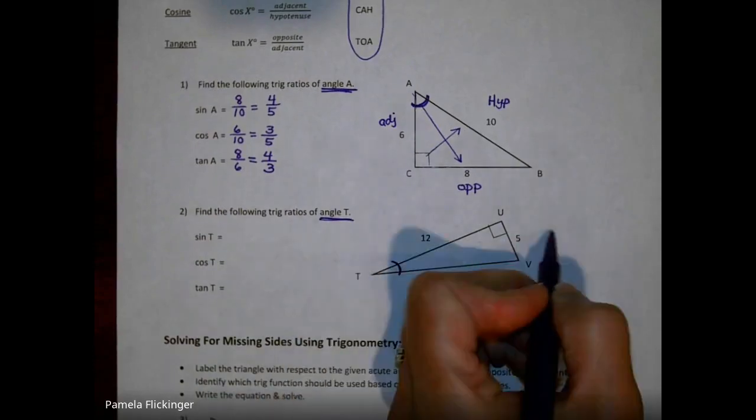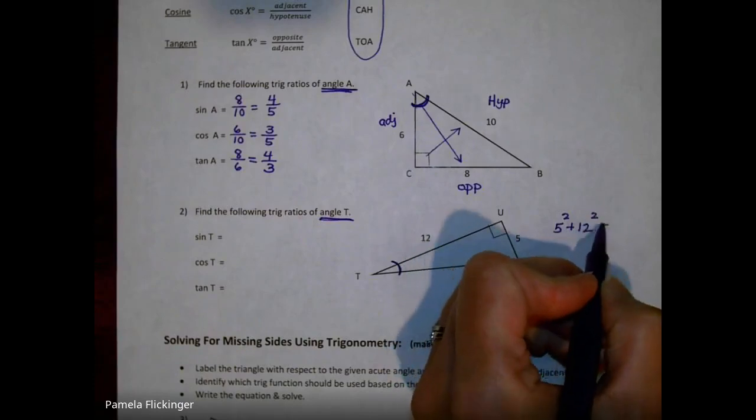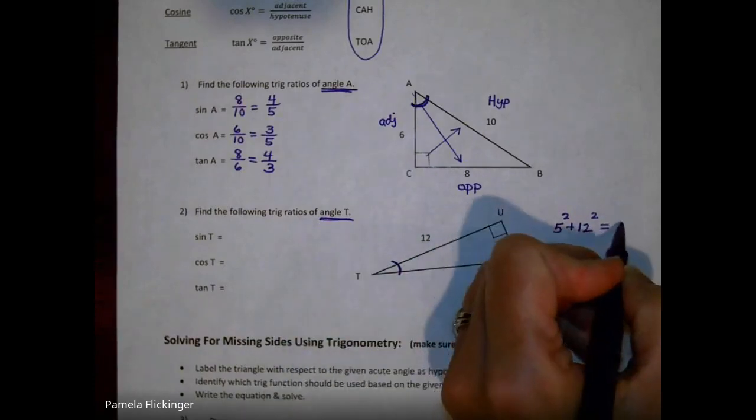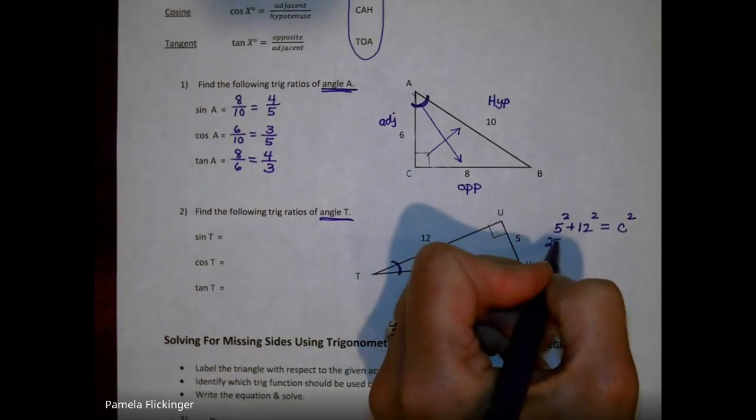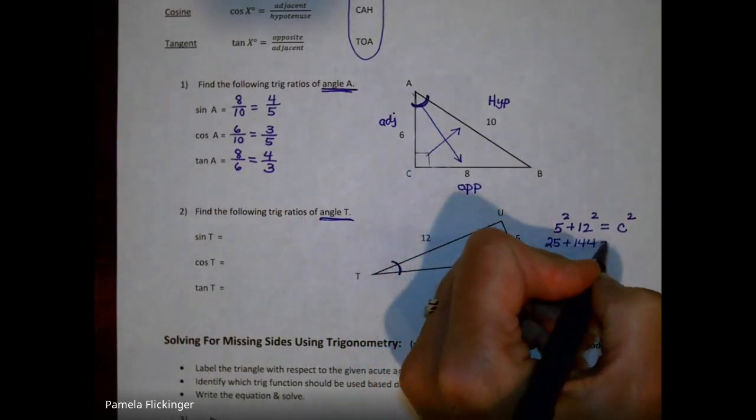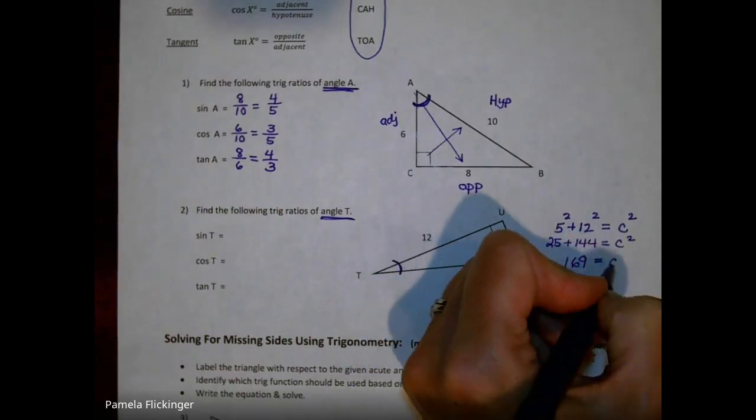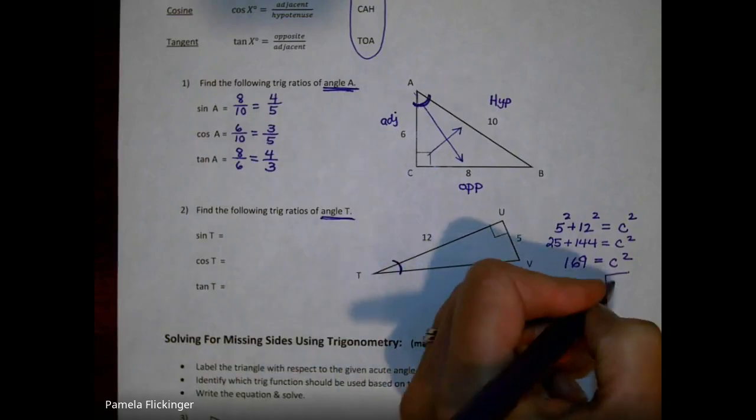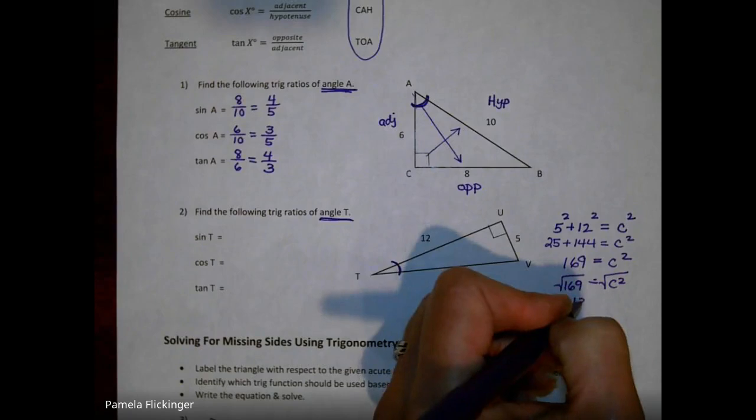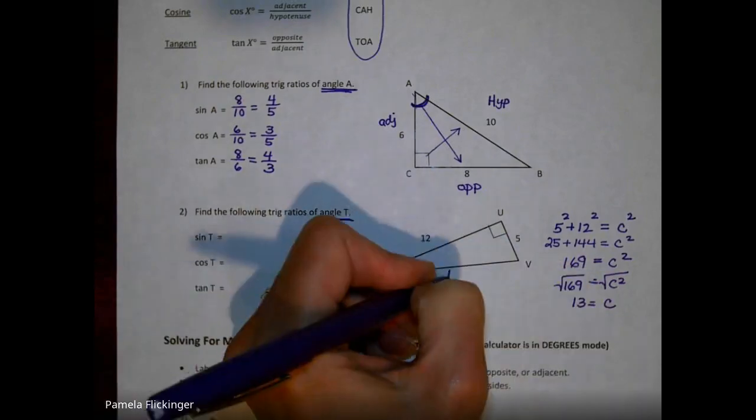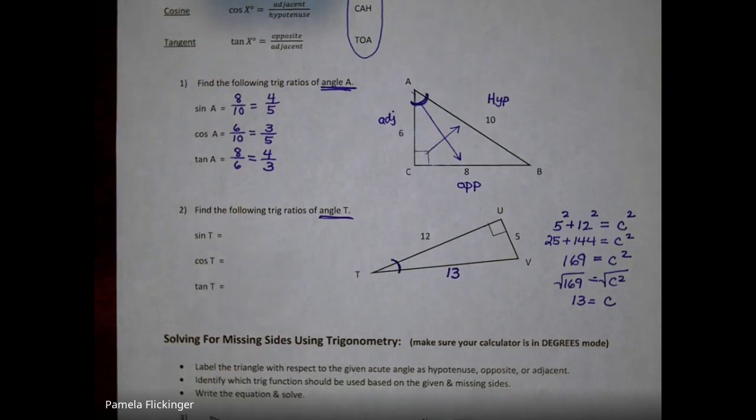So let's do it real quick. We've got 5 squared plus 12 squared. Those are the two legs. And that's going to equal c squared. So we've got 25 plus 144, which is going to give me 169. Then I do the square root, and the square root of 169 is 13. So I can fill that in on my picture. Now I have all three, and I can label.